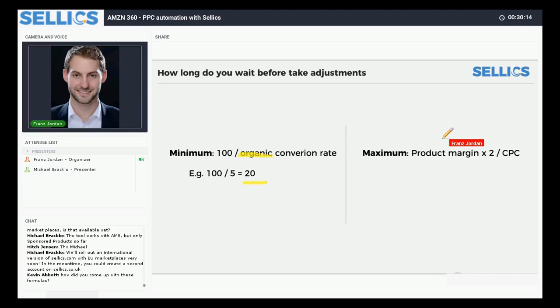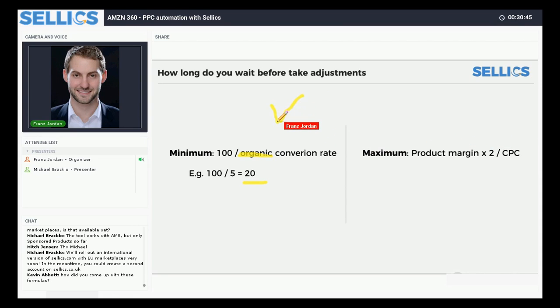I think the maximum is really the most aggressive strategy that you could have, because essentially what it says here is you would be willing to invest twice the profit margin before you set a keyword to negative, or before you start changing the bids. So twice the product margin to find out whether one keyword is performing can get very expensive if you have hundreds and hundreds of keywords, right? Because you're really investing a lot of money.